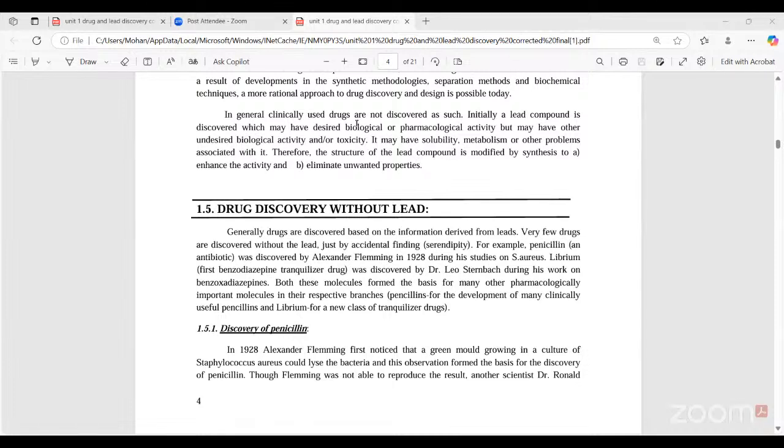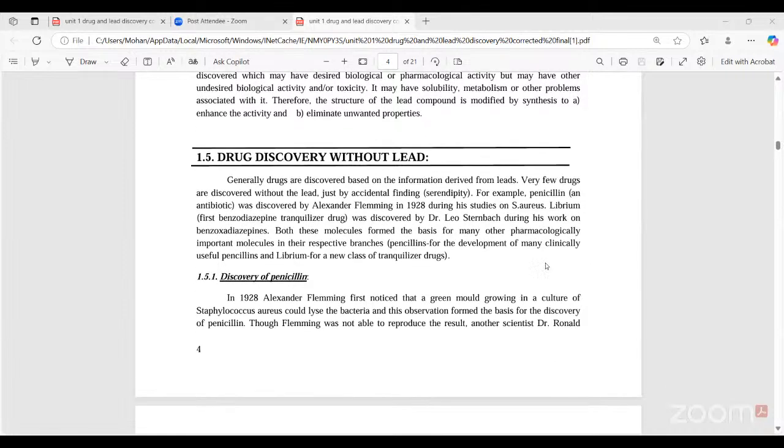In general, clinically used drugs are not discovered as such. Initially, a lead compound is discovered, which is the smallest molecule that is going to develop into a drug compound. It may have the desired biological or pharmacological activity, but may have other undesired biological activity. It may have solubility, metabolism, or other problems associated with it. Therefore, the structure of the lead compound is modified by synthesis to enhance the activity or eliminate unwanted properties.